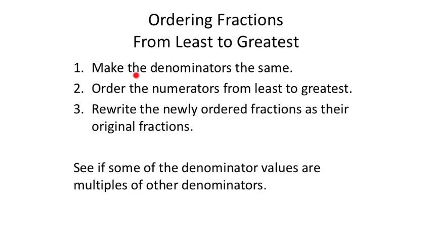Once you get the denominators the same, then you order the numerators from least to greatest, and then you compare the originals together, writing them in order, usually from least to greatest, but we'll see. Okay, so see if some of the denominator values are multiples of the other denominators. That's what we're going to be doing on this, which is part of taking time to do these without taking so much time to just do a bunch of multiplication, because eventually you start multiplying very, very large numbers, which we're trying to avoid, although you could.